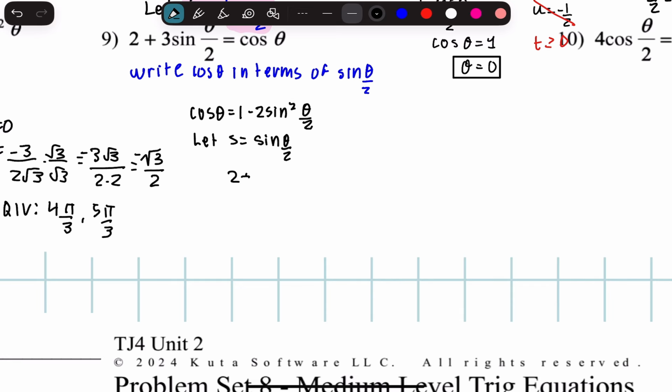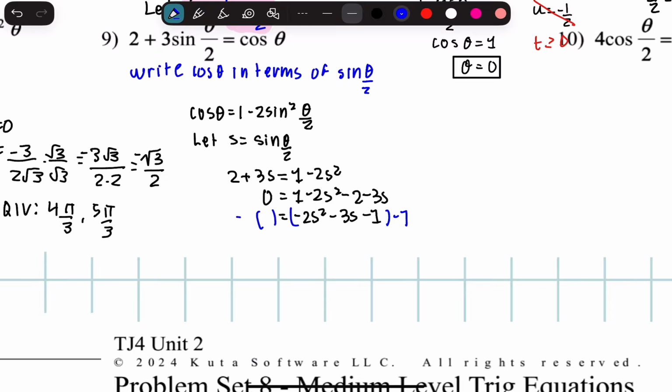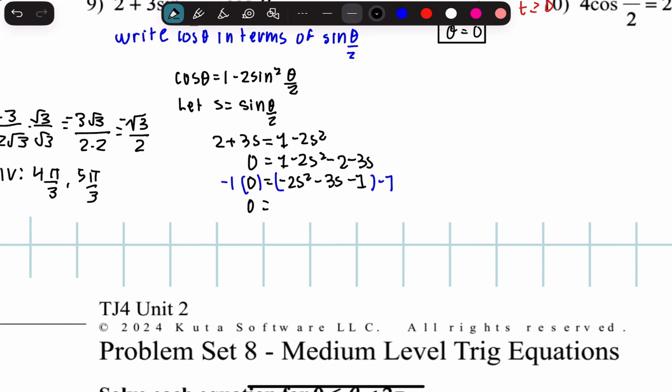So now you have 2 plus 3s. That is going to equal 1 minus 2s squared. And then 0 is equal to 1 minus 2s squared minus 2 minus 3s. And that's going to be negative 2s squared minus 3s minus 1. And now we're going to multiply by negative 1. And let me write the 0 right there. And then this is still going to equal 0.